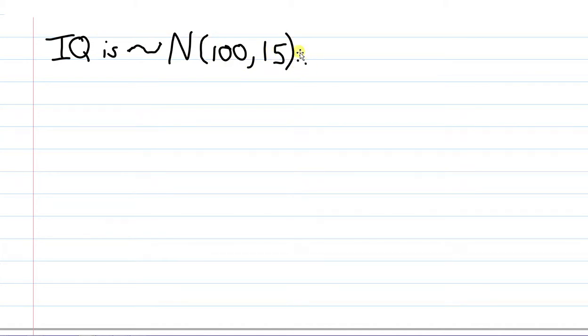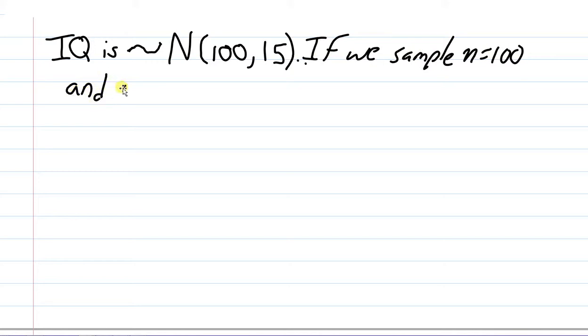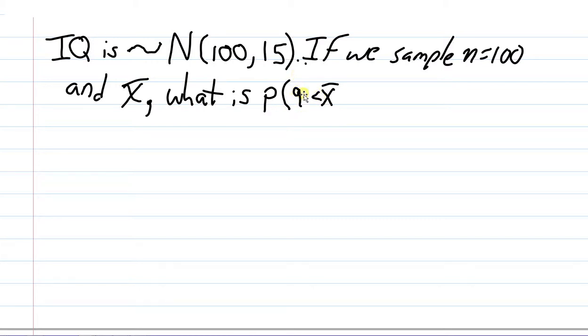So we know that, and we want to know if we take a sample, if we sample 100 people from this population, say n equals 100, and we're going to calculate a sample mean, we average those 100 people, what is the probability that our sample mean, x bar, is going to be somewhere between, and let's just make up a range here. Let's say between 98 and 102. Okay?